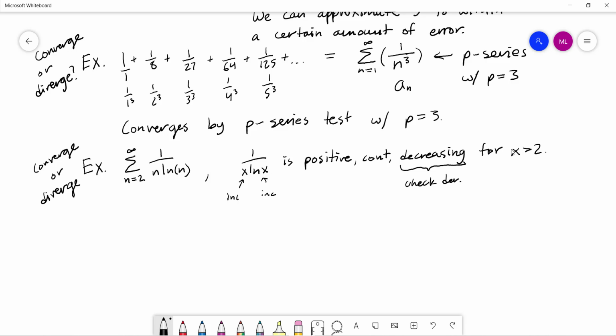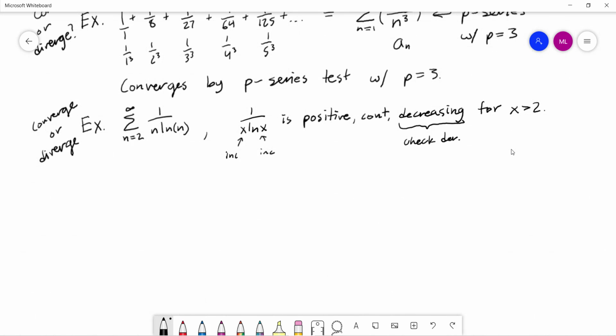So I've got all of these met. We can apply the integral test to this. So the integral test applies to this.